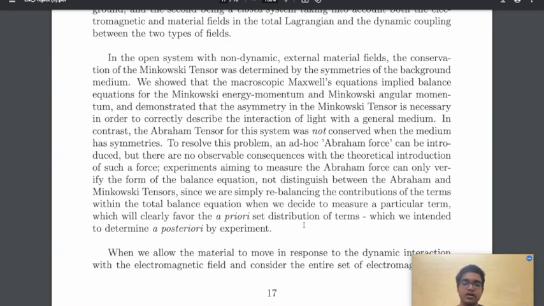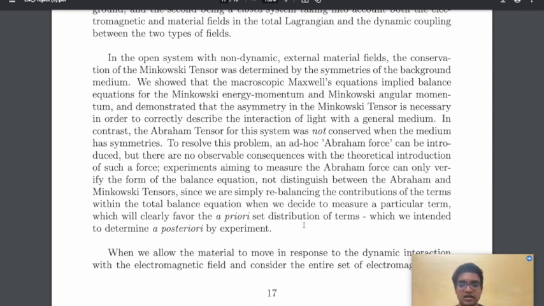However, the Abraham tensor is not that favorable because the Abraham tensor was not conserved when the medium has symmetries. So what we did to resolve this is just have an ad hoc Abraham force, and the interesting thing to note is that even if you introduce this Abraham force, it is not going to help you in distinguishing whether either of the cases is true. Is the Minkowski tensor really describing the electromagnetic component of the momentum within the medium?